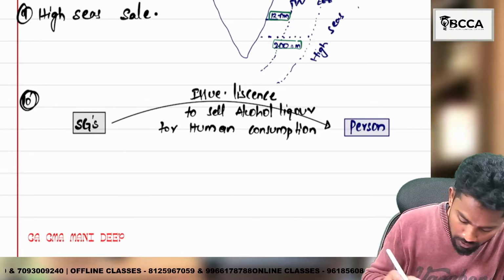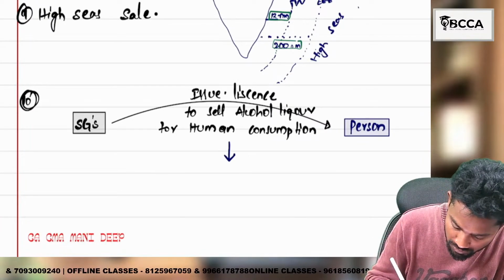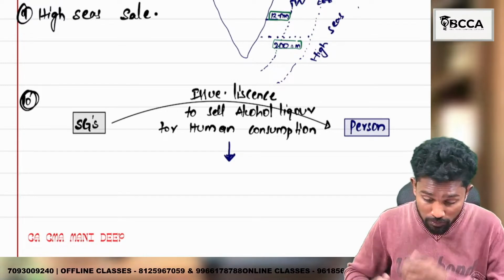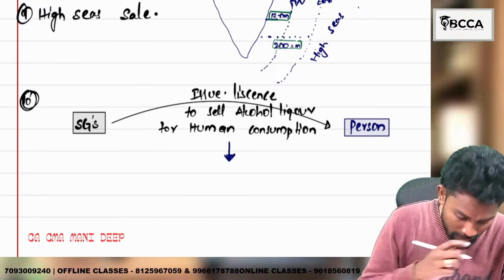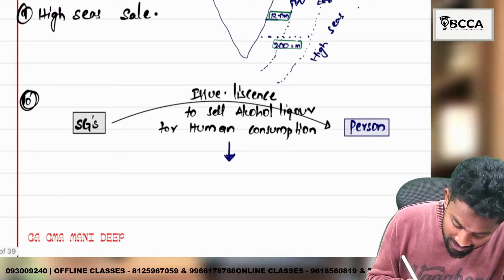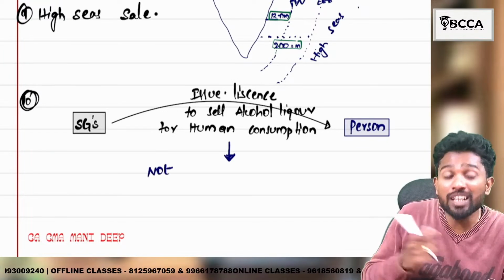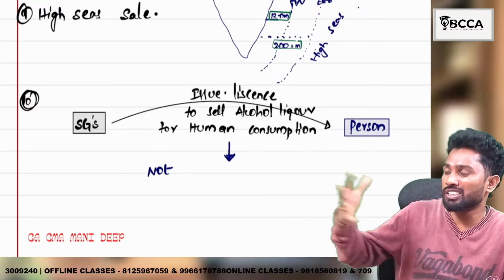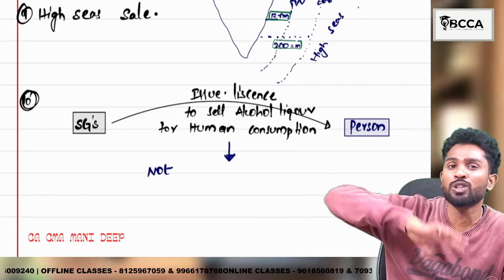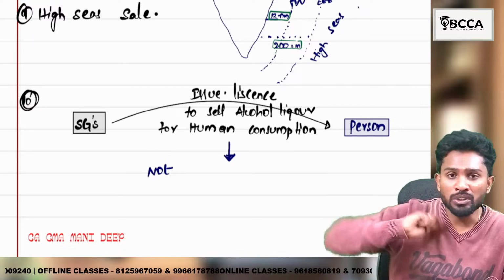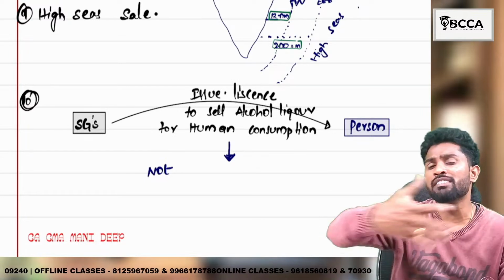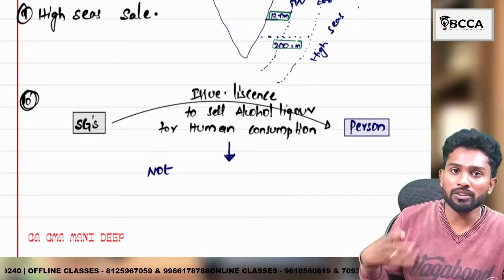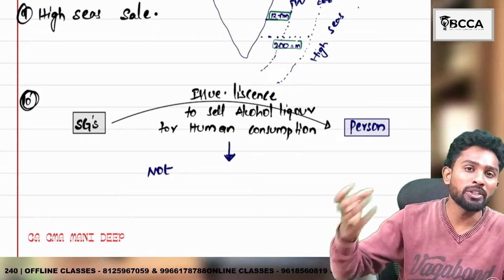To a person. So then the state government issues a license to sell alcoholic liquor for human consumption to a person. For that license, the state government will call tenders, and they'll be using the lucky draw system, because so many will be quoting the tenders. On a lucky draw, they'll select the prospective licensees and issue the licenses.